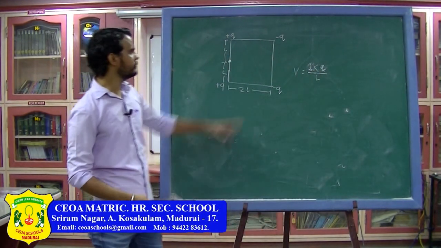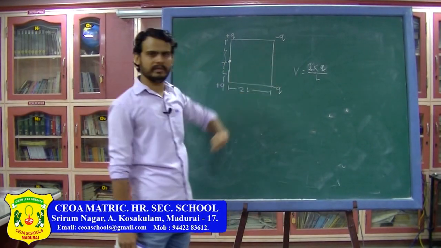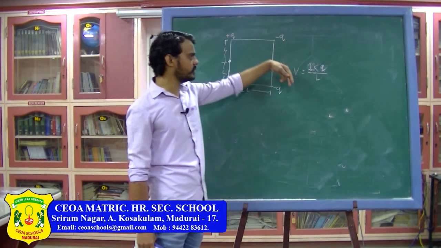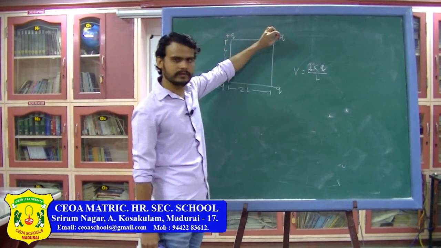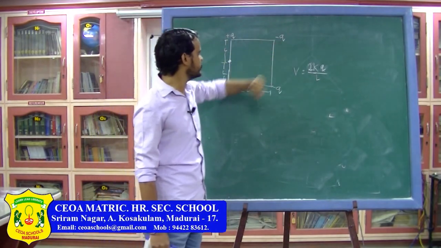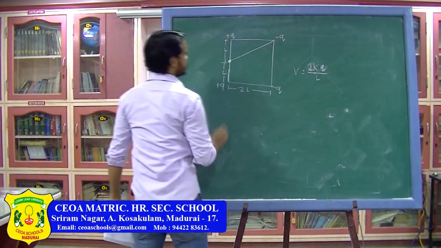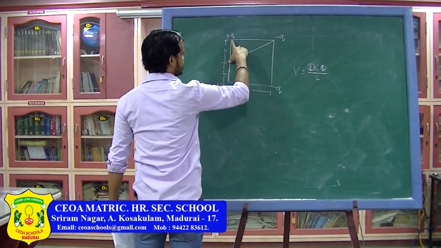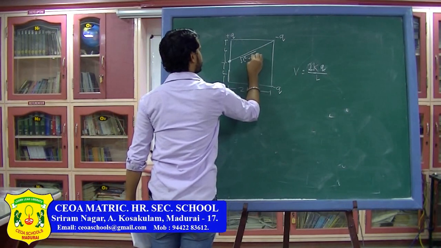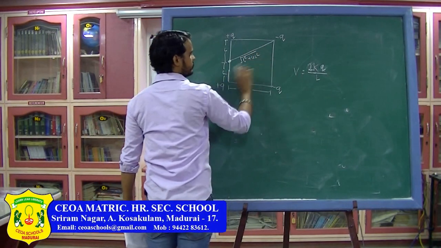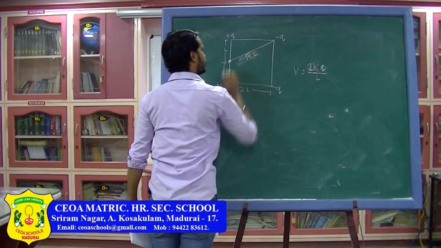Now I need to find the potential due to this one and this one. As you can see, the potential due to this one and this one will be the same. So I can write the total potential is equal to 2 times the potential due to this one only. To find the potential due to this one, I need to find this distance. This distance is 2L and this distance is L. So this distance I can write as root of L square plus 4L square, which is equal to root 5L. So this distance will be root 5L.